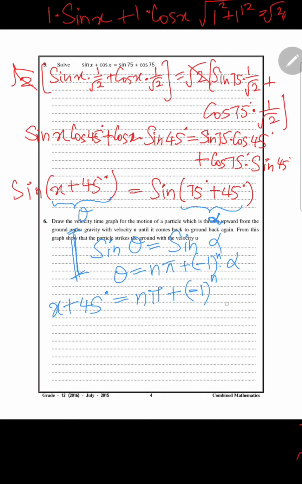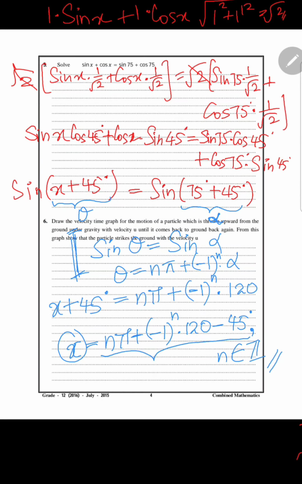Alpha is 75 plus 45, that is 120. So we want x is n pi plus minus 1 to the power n 120 minus 45. So this is the final answer. N is an integer. We can put any integer for n and obtain solutions for x. So this is the equation that represents the solution set for x.